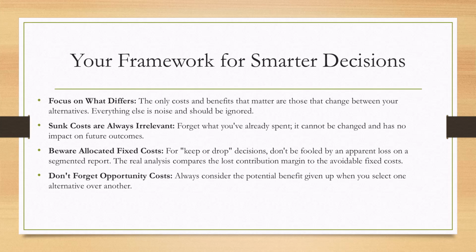Third, beware of allocated fixed costs. For keep or drop decisions, don't be fooled by an apparent loss on a segmented income statement. The real analysis always compares the lost contribution margin to the truly avoidable fixed costs. And finally, don't forget opportunity costs. Always consider the potential benefit that you are giving up when you select one alternative over another.